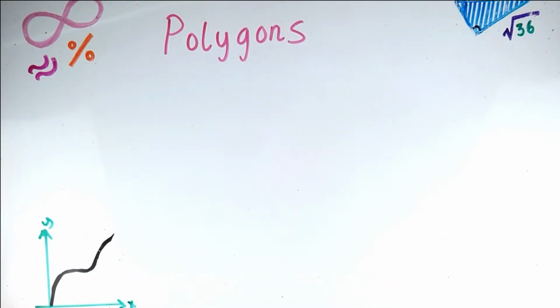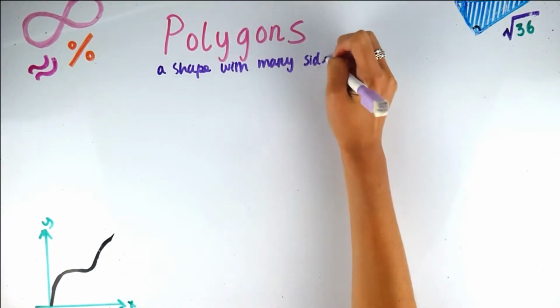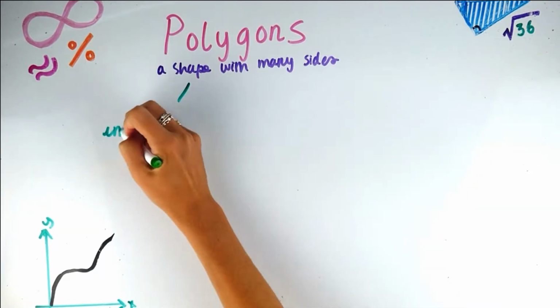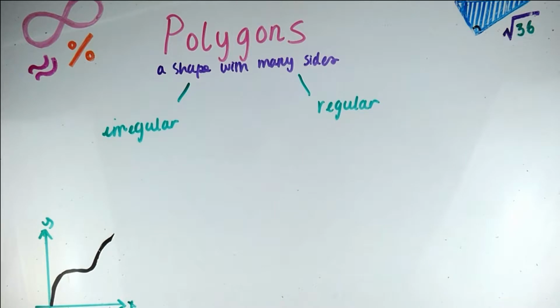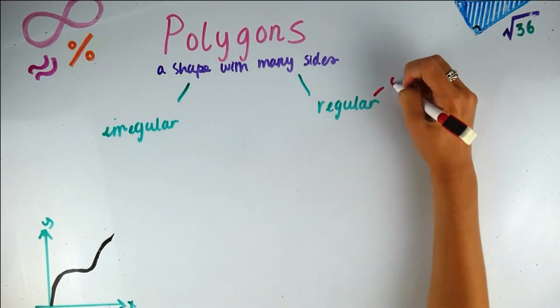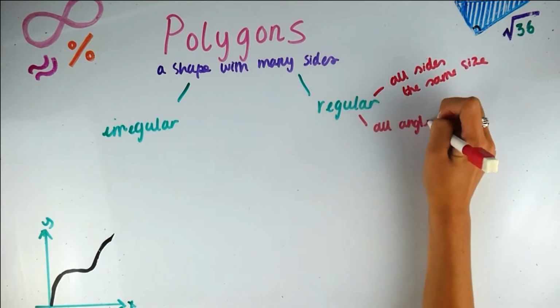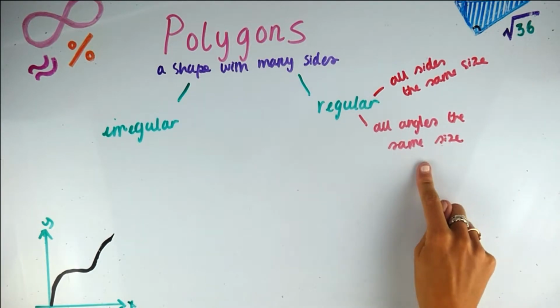Polygons. So a polygon is a shape with many sides, which is kind of a lot of shapes really. And there are two types of polygons. So a regular polygon has all sides the same size and all angles the same size.